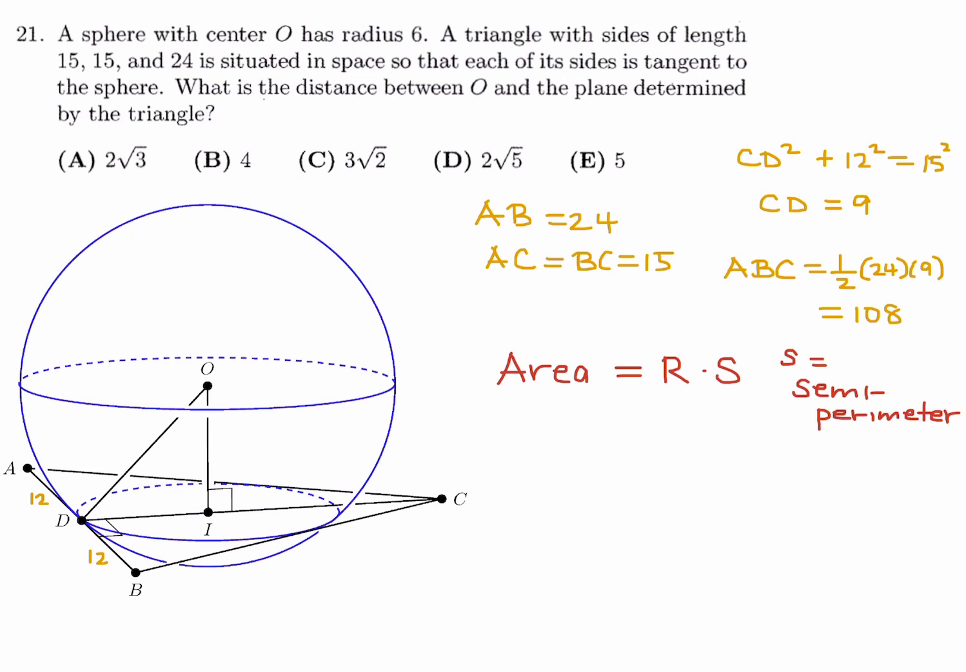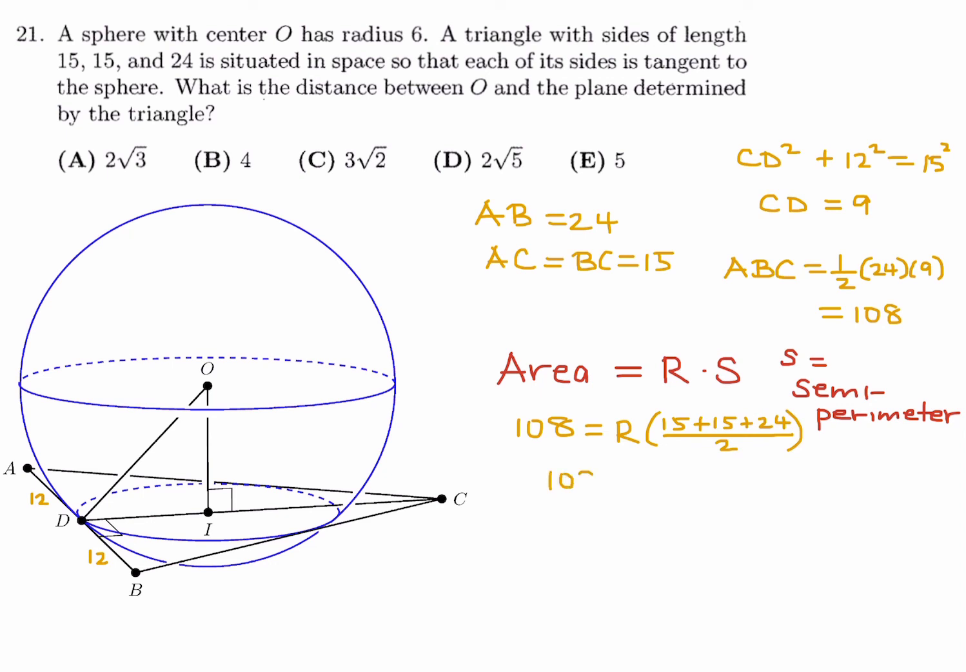And this is a very helpful formula for this question. The area we just figured out was 108. The radius, that is what we will find out. And the semi-perimeter, well, that's easy to figure out. The perimeter is 15 plus 15 plus 24. And then the semi-perimeter, you just divide by 2.